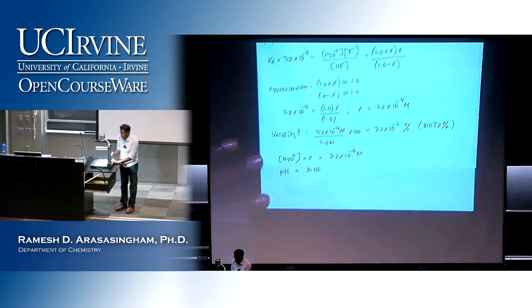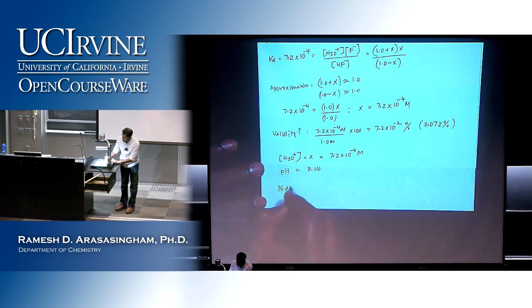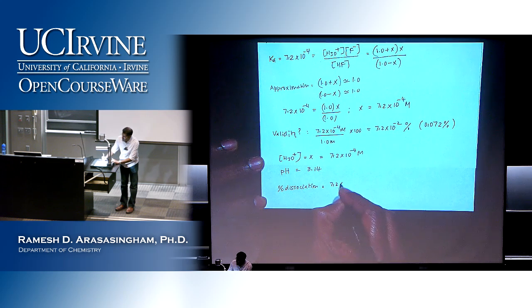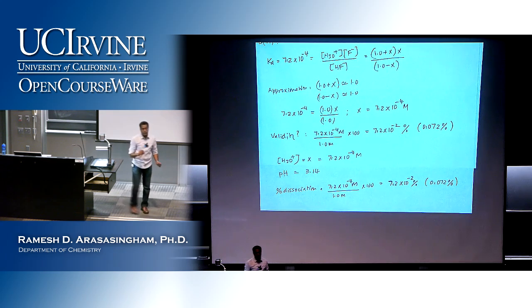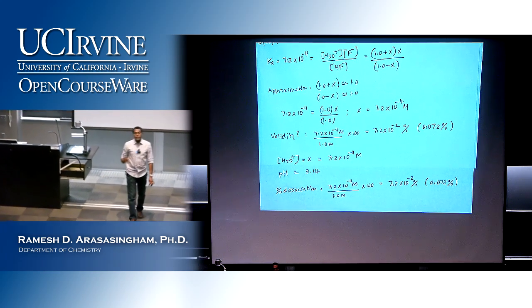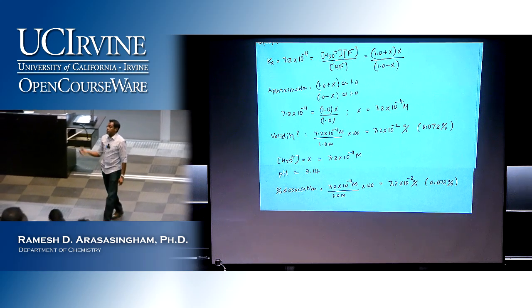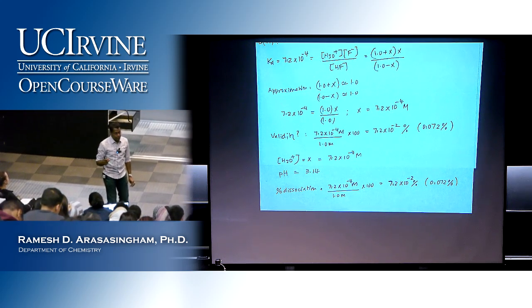All right? And then percent dissociation would be 7.2 times 10 to the negative 4, that's x, divided by the initial concentration times 100, which is 7.2 times 10 to the negative 2%, or, as I said before, 0.072%. All right, so we calculated the pH of the solution if you have a common ion involved in that.